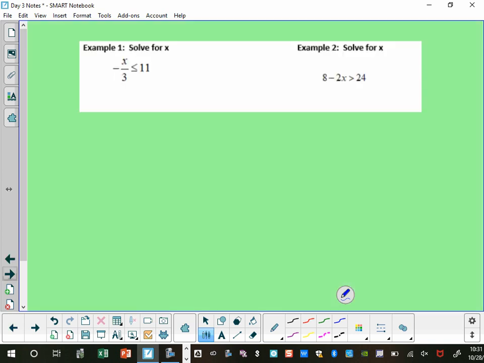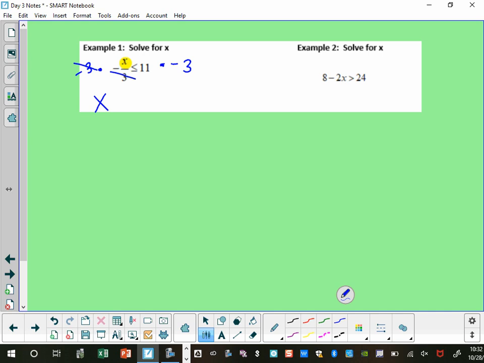Let's look at my first example. Example 1 says solve for x. We have negative x divided by 3 is less than or equal to 11. What do I do if I want to get x by itself? You have to do the opposite, like you got times negative 3. Good. So as of now, I'm dividing by negative 3, but I want to do the opposite, which means I'm going to multiply by negative 3. We also call that reciprocal. So we're going to multiply by negative 3 on each side, so that my negative 3's cancel out. On the left side, I'm just left with x.